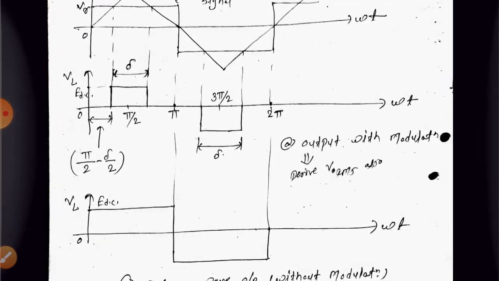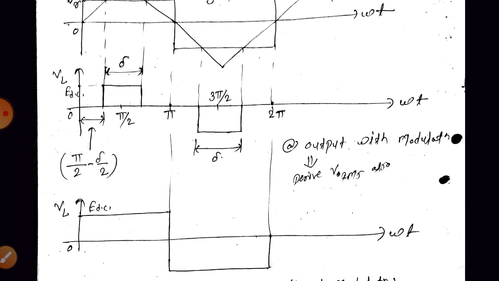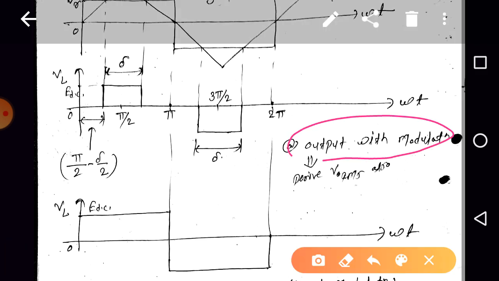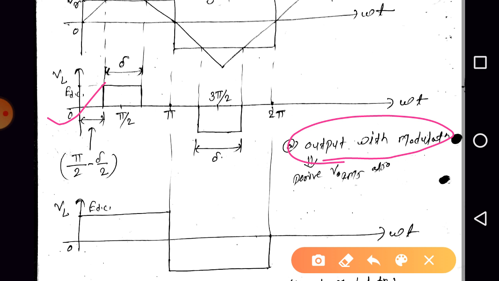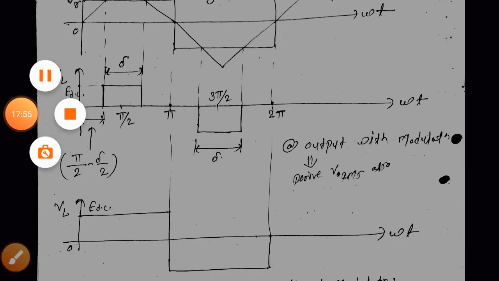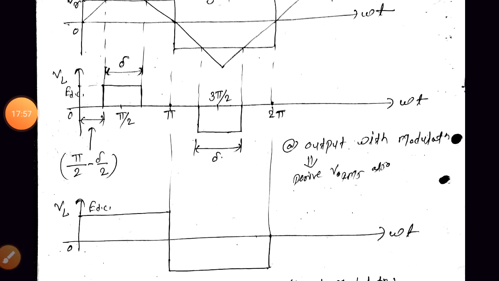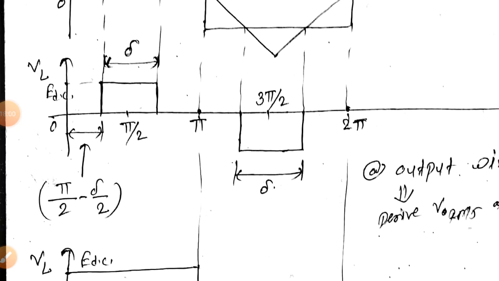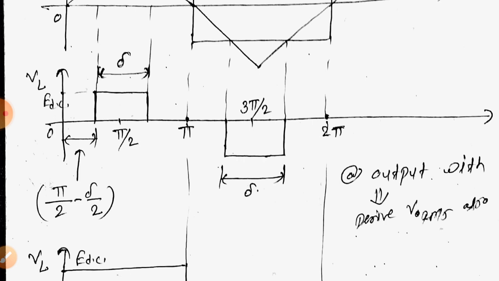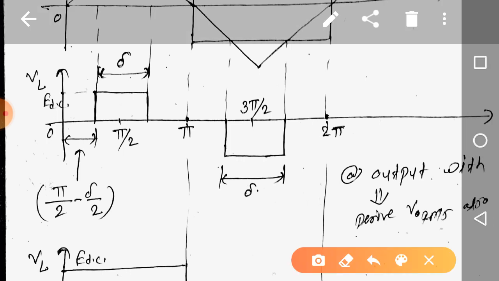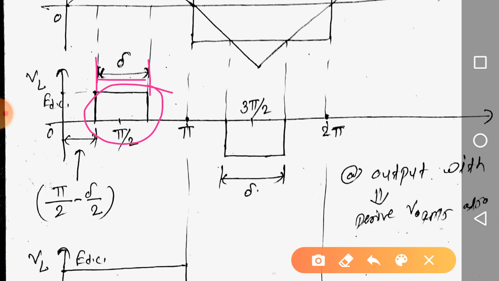Now we are going to discuss the V0 RMS expression for the modulated waveform. From the expression of V0 RMS, we are going to conclude how a change in the pulse width delta causes a change in the output voltage. This indicates the pulse width. This is one pulse we are having, and what is the width of that pulse? The width of the pulse is delta, right?